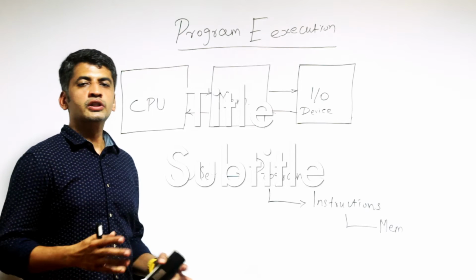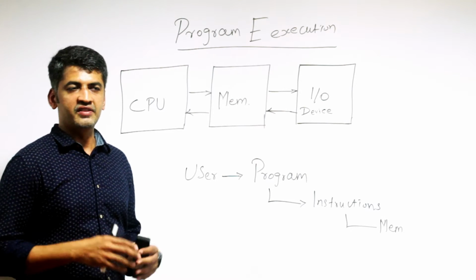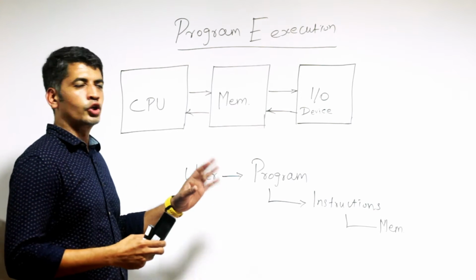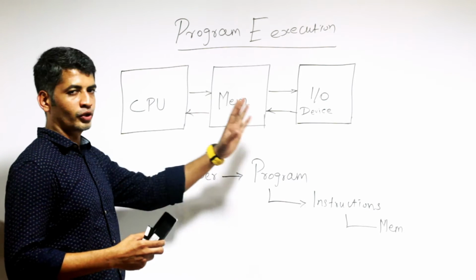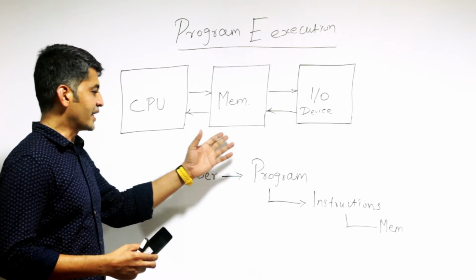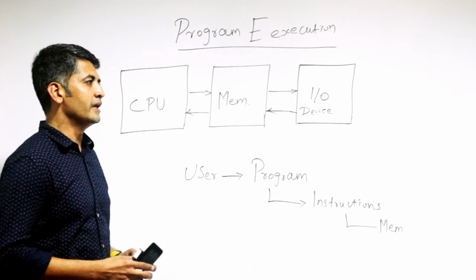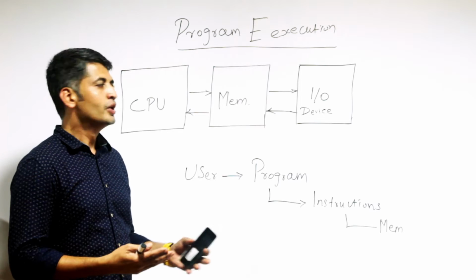Hi guys, so in this video we'll discuss how a program will be executed by the CPU. Three components come into the picture for program execution. One is the CPU, the central processing unit, the second is the memory, and the third is the I/O device. Usually the user will give or feed the program to the system.